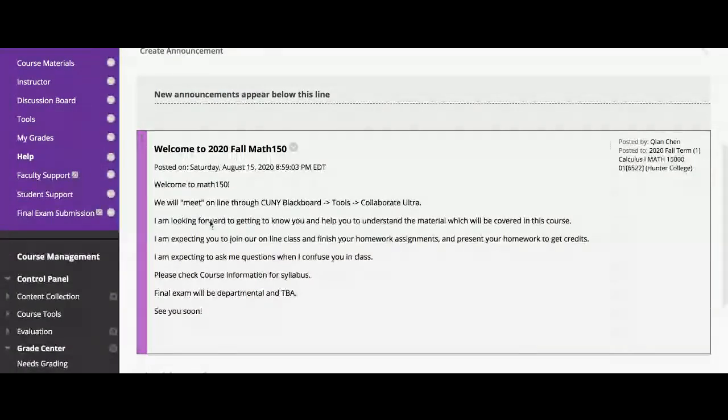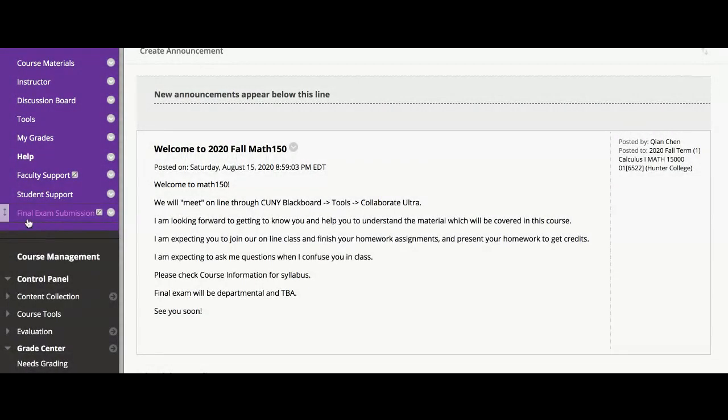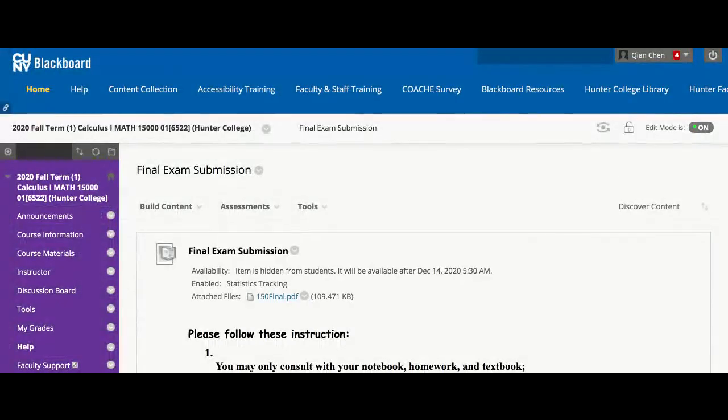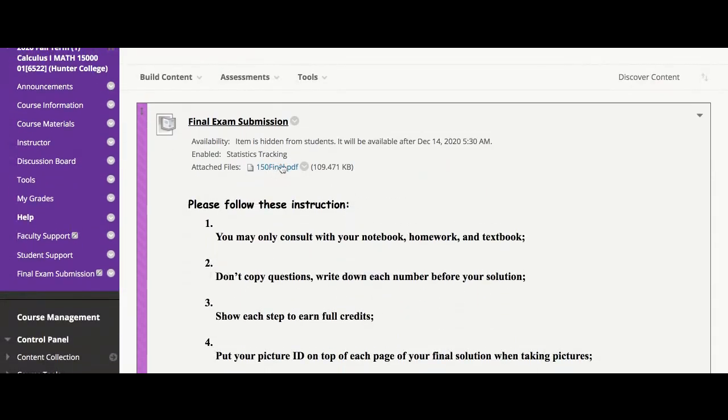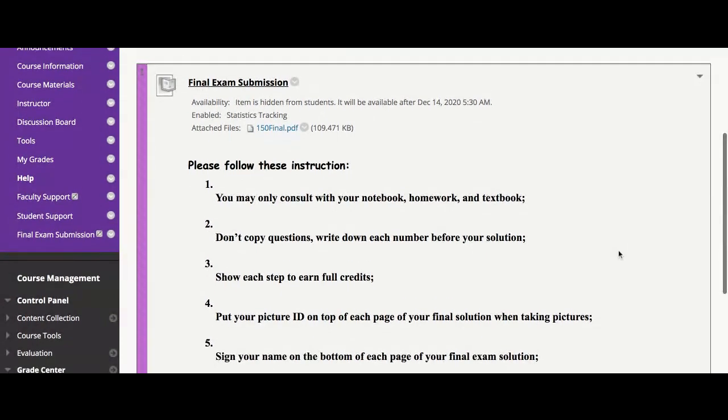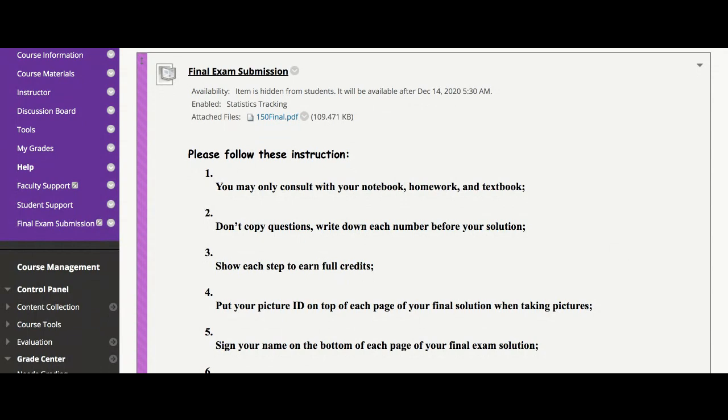Okay, I don't want to show you the grades. All right, you see here, it says the final exam submission. Right now, you don't see anything, but this will open for you on the 14th. So on the 14th, you will see the final exam as a PDF file. You open it, and the exam will pop up. So you don't have to copy the question, all right? Just write down your solution followed by the number of the question.